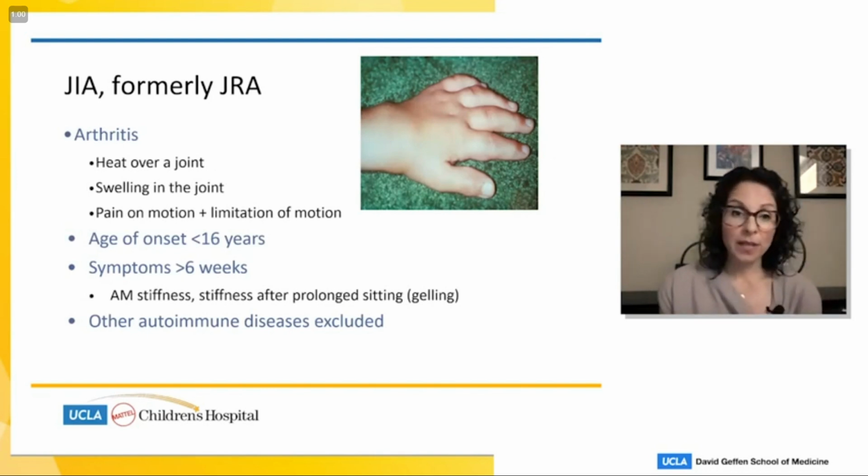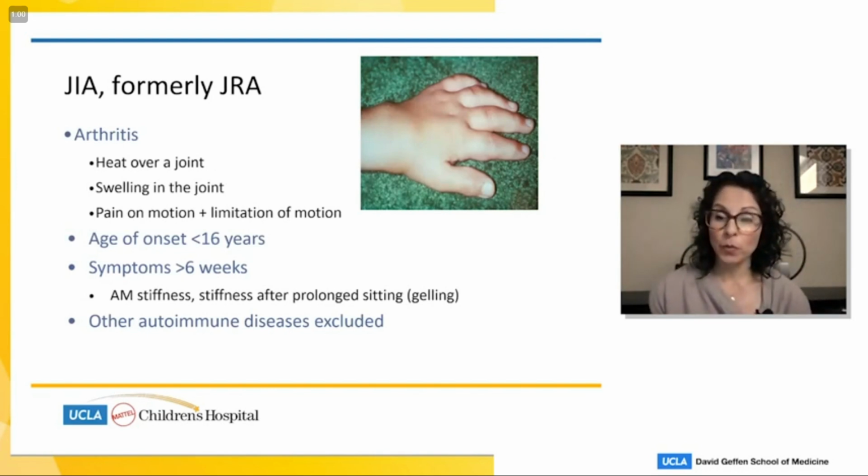So juvenile idiopathic arthritis, formerly known as juvenile rheumatoid arthritis, so feel free to correct anyone who says JRA. It has been JIA for some time now. Let's start with a definition of arthritis.